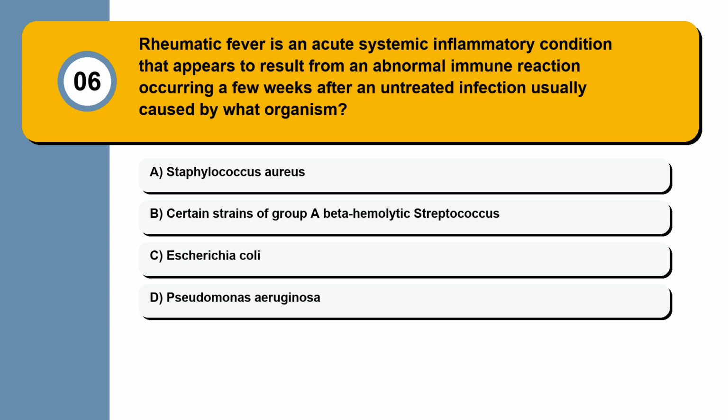Question 6. Rheumatic fever is an acute systemic inflammatory condition that appears to result from an abnormal immune reaction occurring a few weeks after an untreated infection, usually caused by what organism? Staphylococcus aureus, certain strains of group A beta hemolytic streptococcus, Escherichia coli, Pseudomonas aeruginosa.